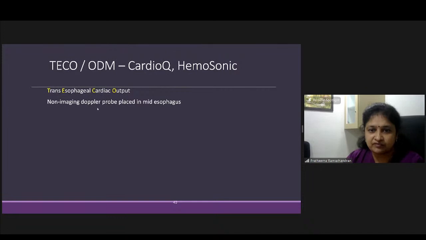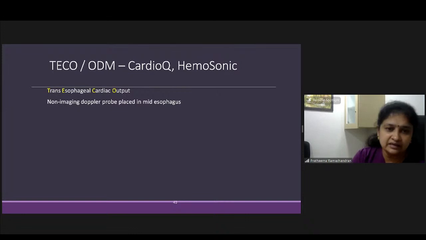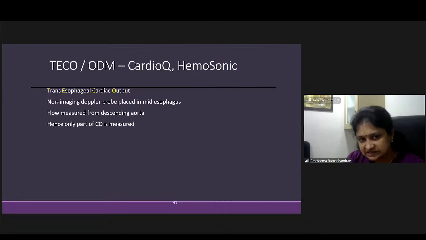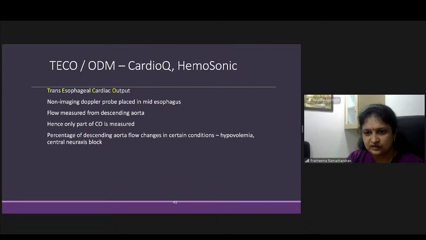In TEE, where we put the transesophageal probe into the esophagus, we see the images. But in this, we see only the Doppler. And it is a similar way as the USCOM is. This is minimally invasive. If we think Rice tube or endoscopy is invasive, then it is invasive. But it can be left there for some time, and we can see whether the patient is having hypovolemia, or what is the percentage of descending aorta flow changes in certain conditions, for example when spinal is given. This can be used in the operation theater when there is a high risk surgery.